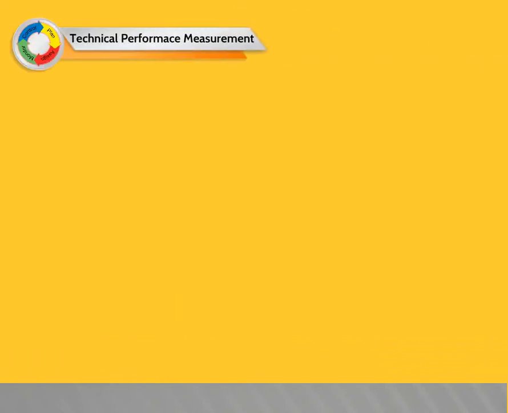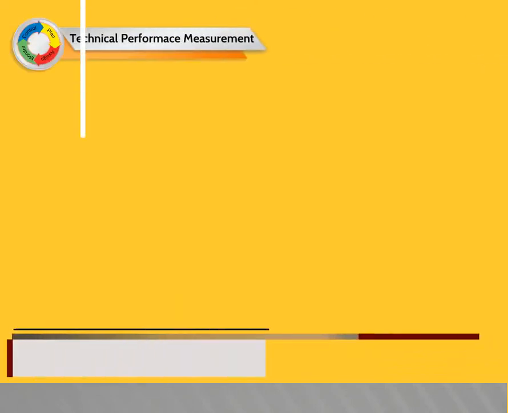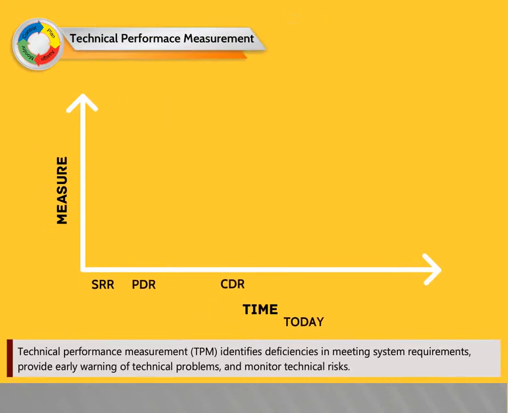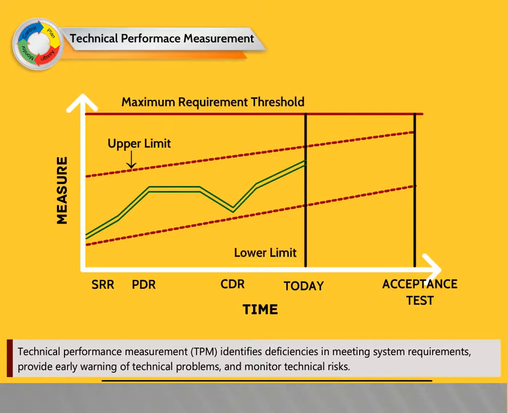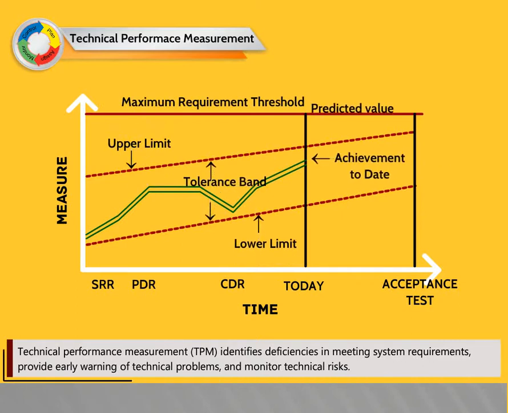Technical performance measurement. Technical performance measurement, that is TPM, identifies deficiencies in meeting system requirements, provides early warning of technical problems, and monitors technical risks.